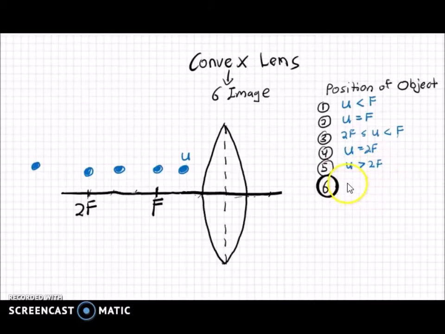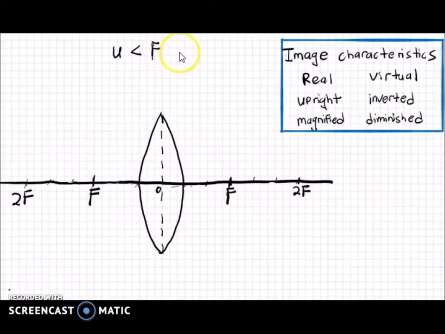And the 6, this object here is coming from infinity. It means it's very far, like the moon or stars. So we are going to draw the images for all of these object positions in the coming section of this video. Now for the convex lens, we are doing the first position of the object, where the object will be here.